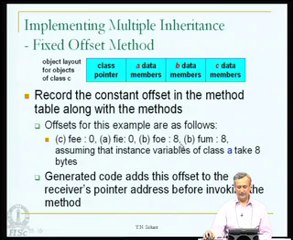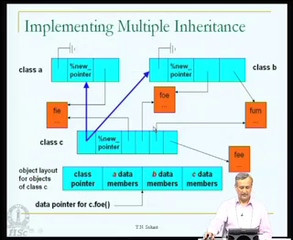For B, the offset is 8 both for fo and for fum. Assuming that the variables of class A take 8 bytes, that is, this portion requires 8 bytes, the generated code adds this offset to the receiver's pointer address before invoking the method. So, if we were pointing here, we add this and then it will point here. Okay. So, now everything works well. That is, the data pointer for C dot fo is pointing to this point, otherwise it would have pointed to this and then we had a problem.